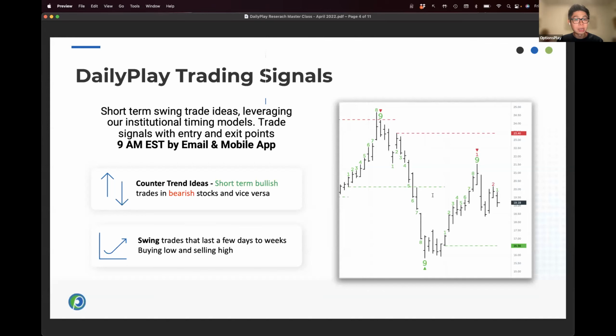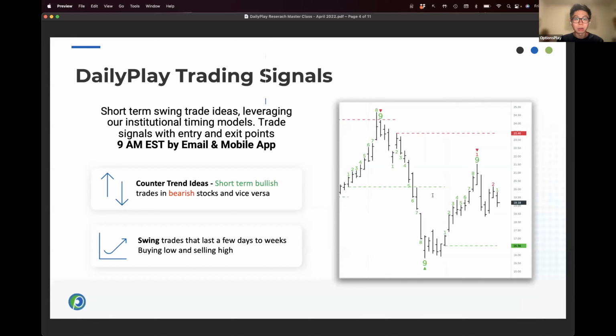This is a swing trade idea leveraging some of Rick's institutional timing models. For those of you that have followed some of our webinars on the DeMark and Ichimoku cloud, we're leveraging these primary indicators to find opportunities to swing trade with specific entry and exit points. And for those of you that have asked questions regarding the strategy itself, we tend to lean heavily into Rick's work with respect to finding counter trend ideas.